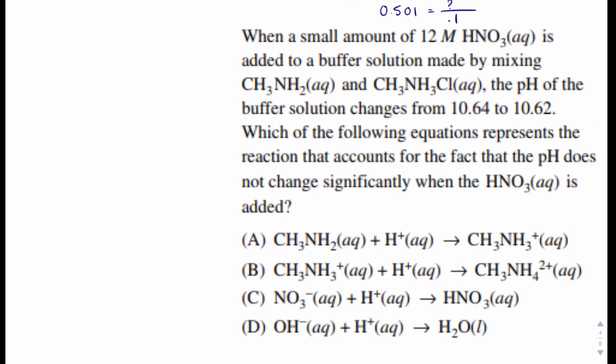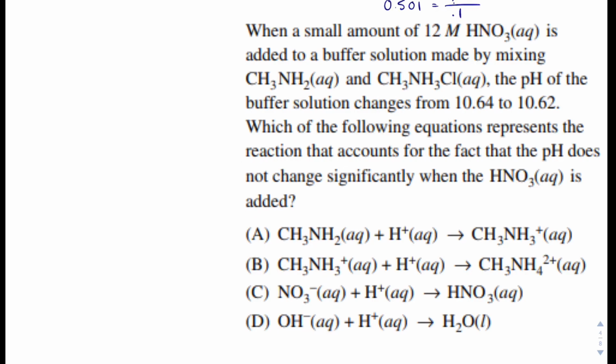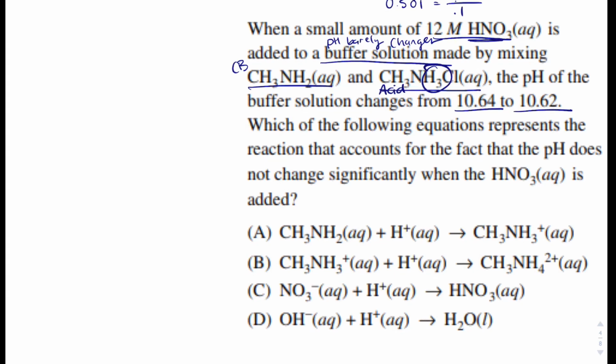This is getting into what we talked about at the beginning about how buffers work. I'd understand this question. It says when a small amount of 12 molar HNO3 is added to a buffer solution. Right now when I see buffer, I'm saying the pH barely changes. Okay, if it's a buffer solution, we've got this and we've got this. This has an extra H, so this is my acid. This is my conjugate base. The pH of the buffer solution changes from 10.64 to 10.62. We did add a strong acid, so it should change a little bit, but since it's a buffer, it's not going to change a lot. And since we're adding an acid, it should go down.